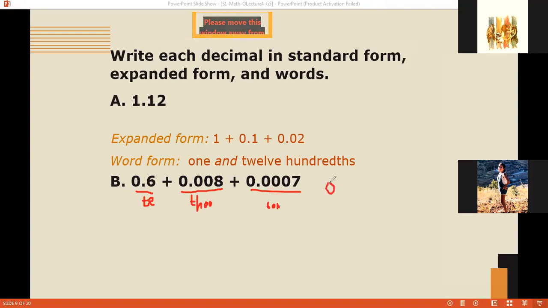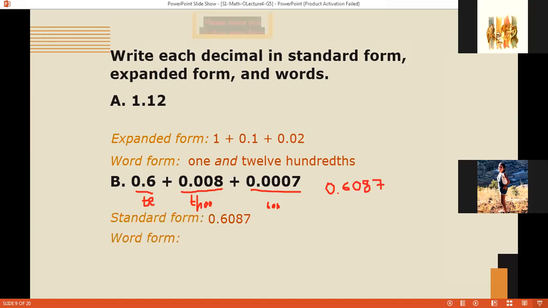So you said 0 point. What do I have in the tenths? 6. Hundredths. 0. Hundredths, there are none. Yes, very good. We put 0 because there is none. Thousandths. 8. Ten-thousandths. 7. Very good. So that's the standard form. Okay. Can you now write it in word form?